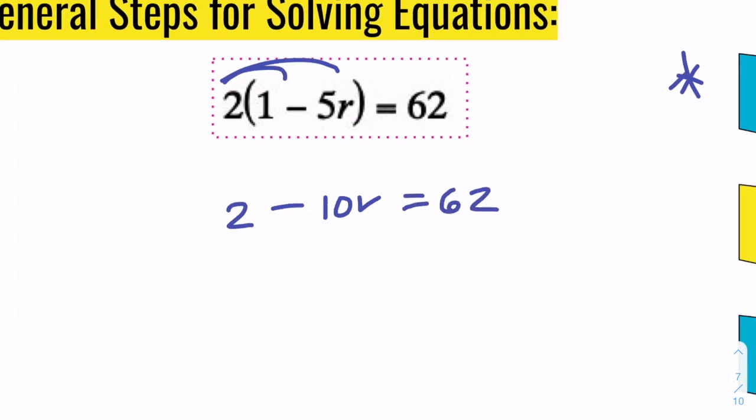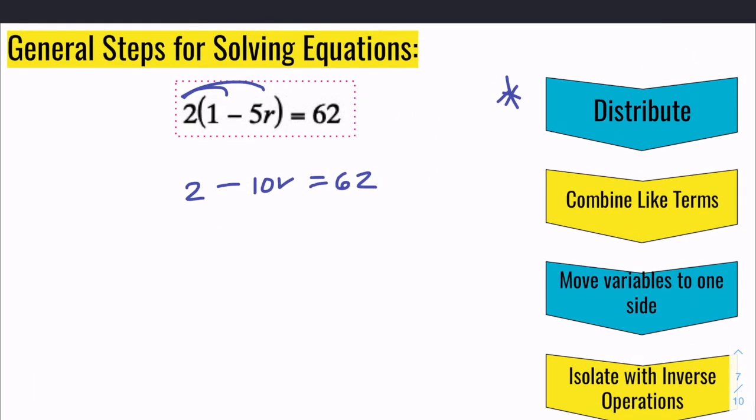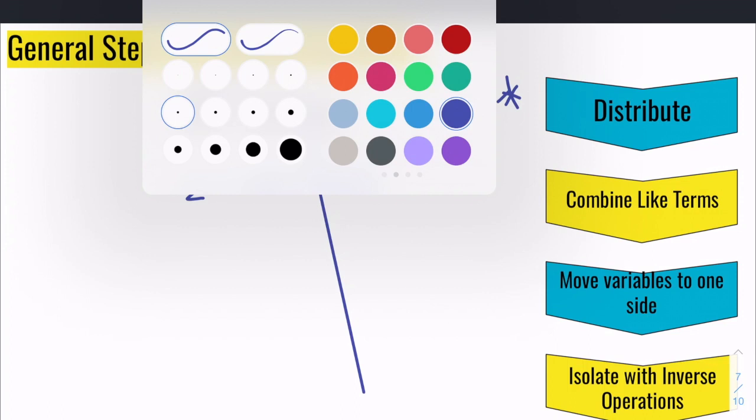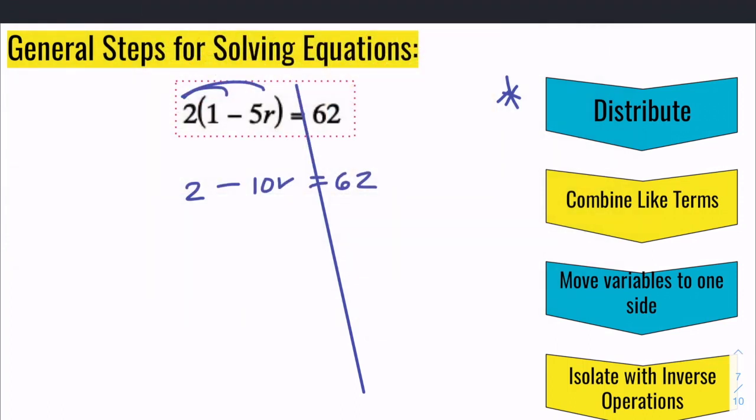Okay, I was breaking the rules a little bit and didn't put that line in there. There we go, nice and straight. No like terms, because I can't simplify anything on the right. I can't simplify anything on the left, so I've done that. Move variables to one side. Oh my gosh, all my r's are on the left already, so I don't need to worry about that.